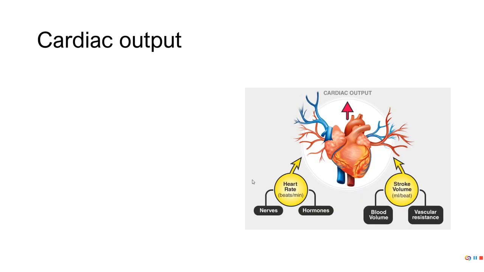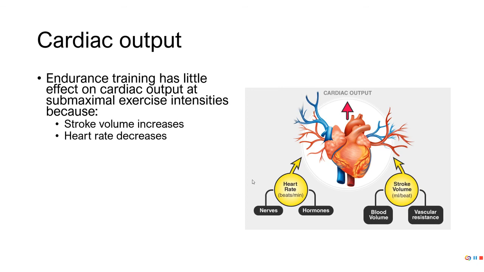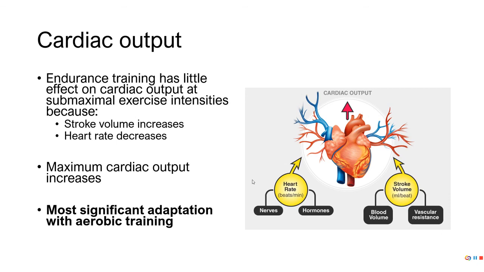So cardiac output. Okay, training doesn't change cardiac output at submax. Remember, a given intensity requires a given amount of oxygen. And so if it's going to take 5 liters of blood to deliver the appropriate amount of oxygen, it doesn't matter if I'm trained or untrained. However, cardiac output increases at maximum workloads. And this is the biggest training adaptation that happens with aerobic training.